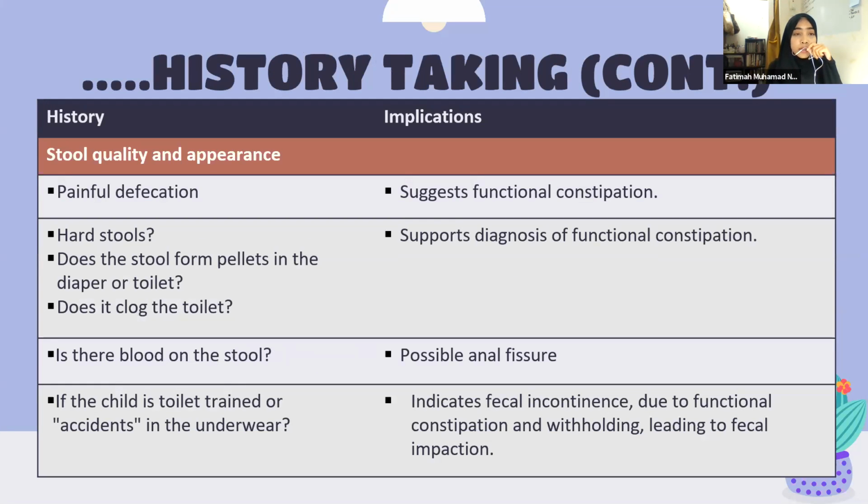Okay, so next we also need to ask about the stool quality and appearance. So ask if there is any painful defecation and any hard stool, and if the stool clogs the toilet, because this will likely indicate functional constipation. And then ask also about any presence of blood, because we need to rule out any possible anal fissures. And then also ask about previous history of soiling or accidents in the underwear, because this can be due to fecal incontinence, secondary to functional constipation. Next.